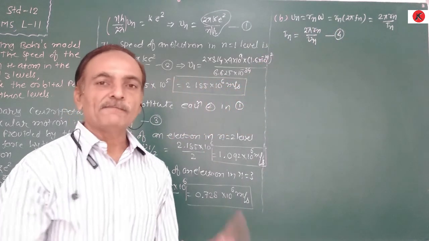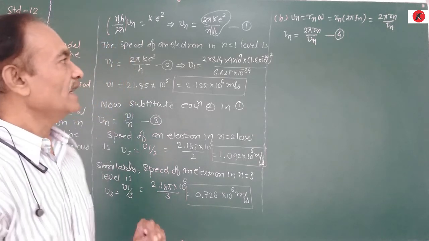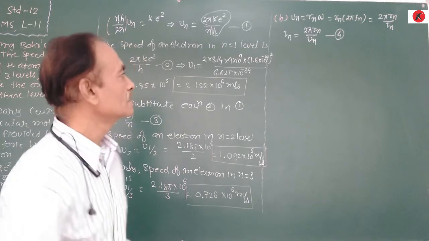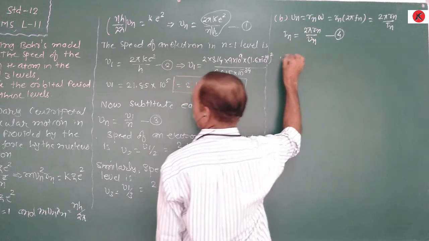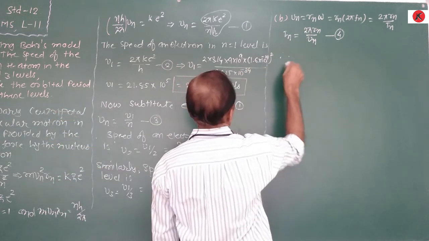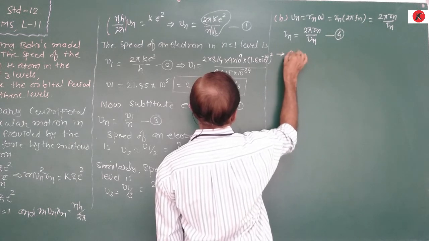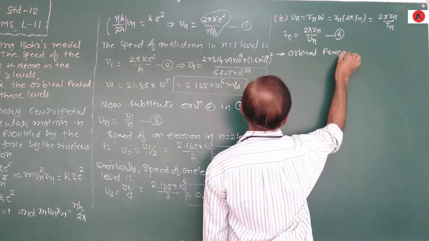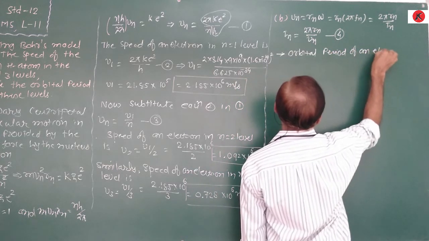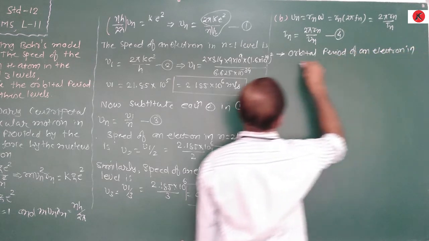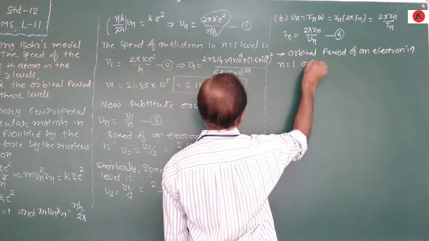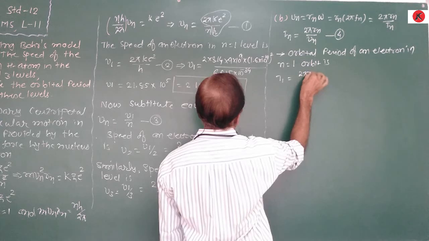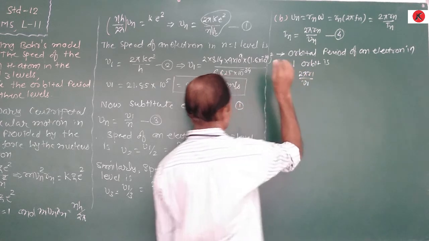That is the equation of the time period of an electron in the nth orbit. We are interested in calculating the time period of an electron in the 1st, 2nd and 3rd orbits. For that purpose, the orbital period of an electron in the n equal to 1 orbit is T1 equal to 2 pi r1 upon v1.